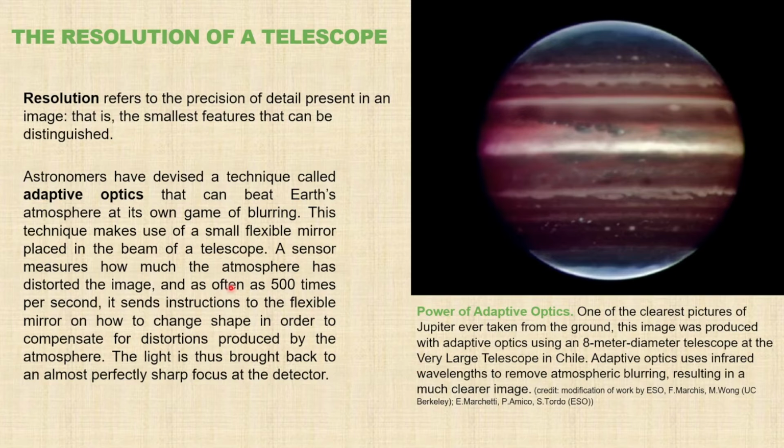And again, resolution refers to the precision of details present in an image. With high resolution, you can zoom in more, and you can see more details of the structure of Jupiter or other planets, or even a moon.